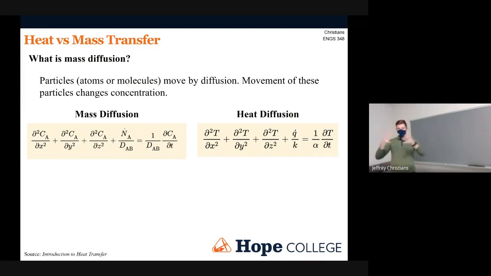But it's the same idea. It's how that material moves in some other material. Thermal diffusivity is how heat moves inside of a specific material. Mass diffusivity is how one substance moves in another substance by diffusion.